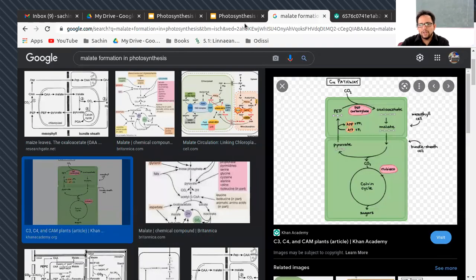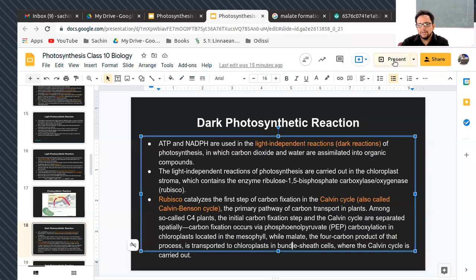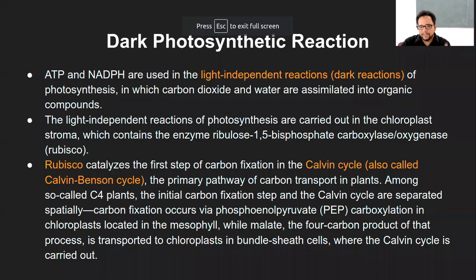Again, I can totally understand if you are not getting all of these reactions in one go, but all of this we have to know in this dark photosynthetic reaction. So again, let me revise this part quickly.